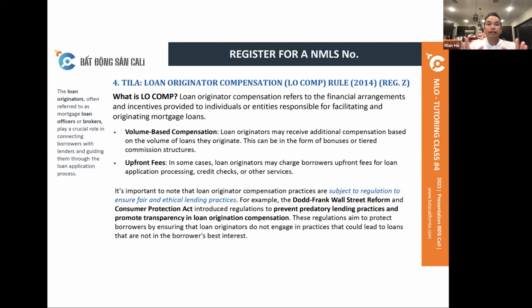Get that? Because like I say, believe it or not, there's nothing free. You do the credit check, you have to pay for it. You do an appraisal, you have to pay for it. You have the loan processor, you have to pay for it. All these are costs.